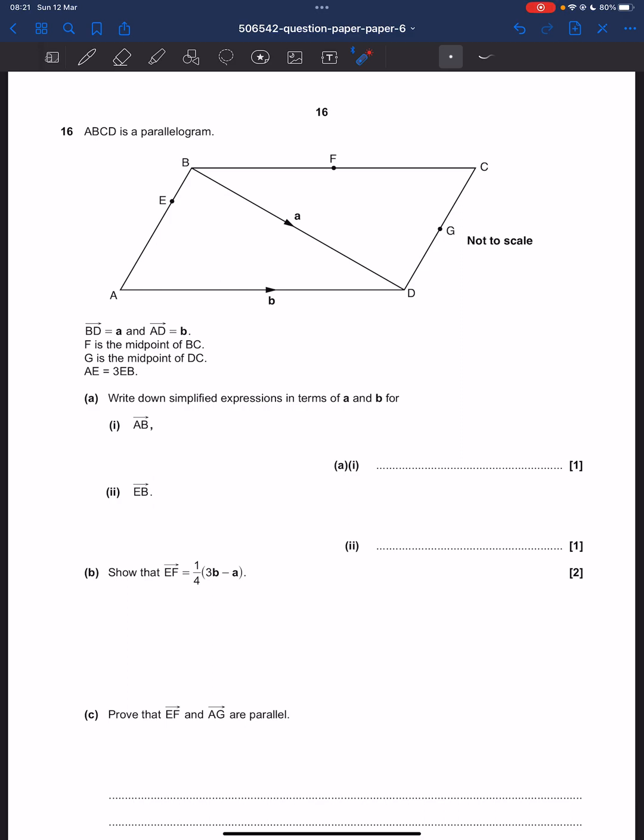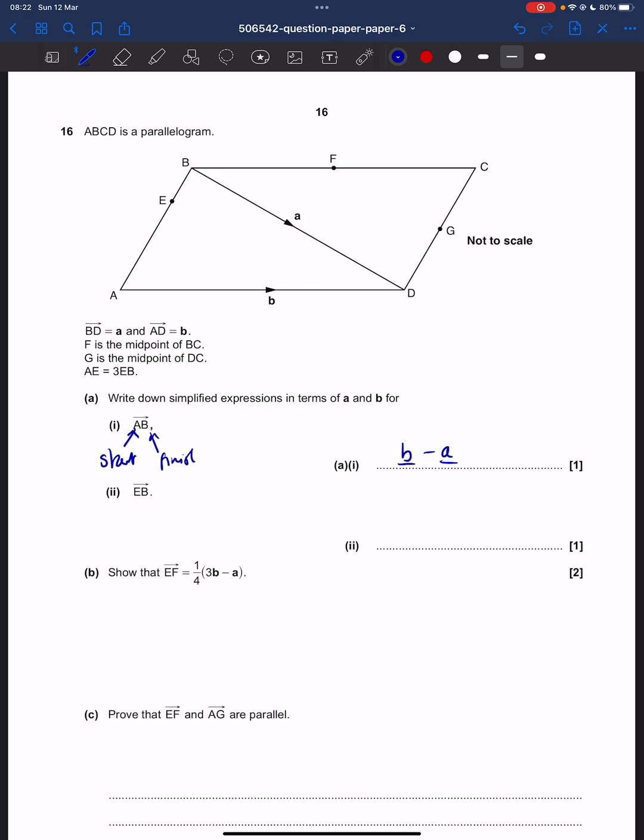Write down simplified expressions in terms of A and B for A to B. Okay, so to get from A to B, we're only allowed to use A and B. The bold ones means it's the vectors that we're using. So we've got to do a B, but then we've got to go back along here because we want to go from A to B. So we do a plus B minus an A. Okay, so it means start at A and finish at B. So we do a B and then minus an A.